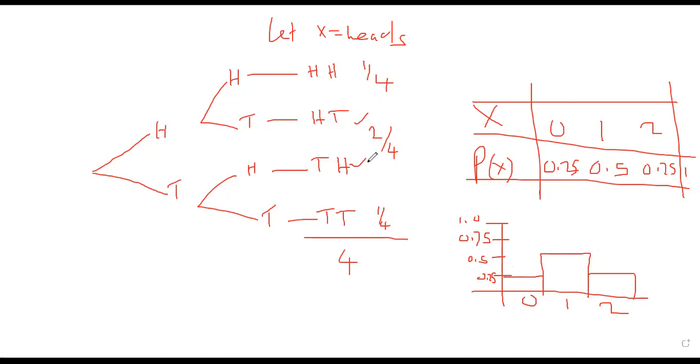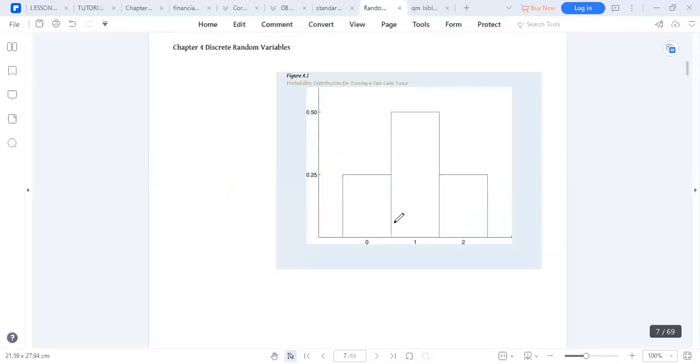So this is how we go about this. So if we're going to draw this, it will come out something like this. So 0, that's 25%, 1, 50%, 2, 25%. So this is how we sketch that.